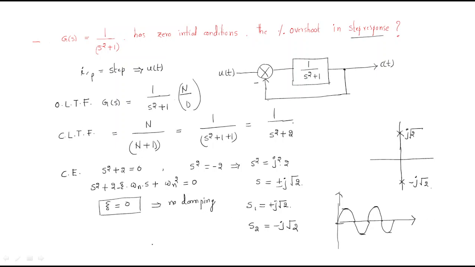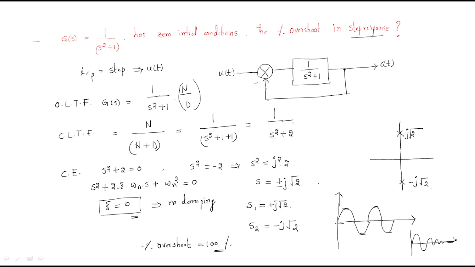This type of overshoot, the percentage of overshoot, is called 100%. Generally, if it is an underdamped system, the output will initially increase and decrease, and it will reach the steady state value. But this is due to the effect of zeta value 0. Okay, so this is one of the problems.